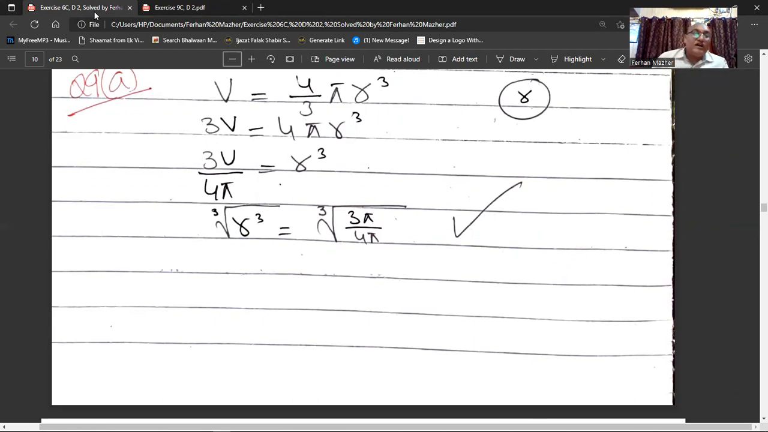We want the value of r. So I will take the cube root on both sides. I will take the third root on both sides. So that third root and this r cubed will be cancelled. So you are left with r, and that will be equal to the third root of 3V divided by 4 pi. So this is how you will do question number 9, A part.